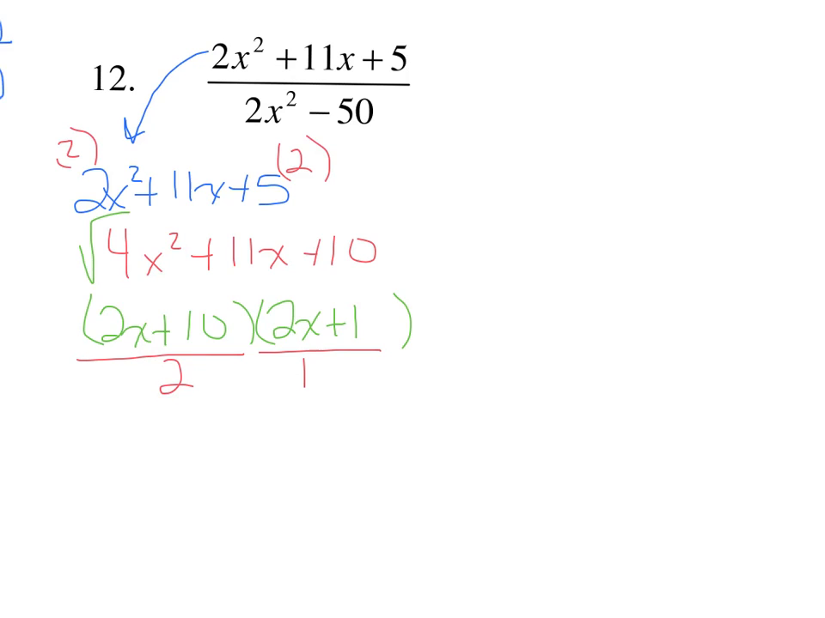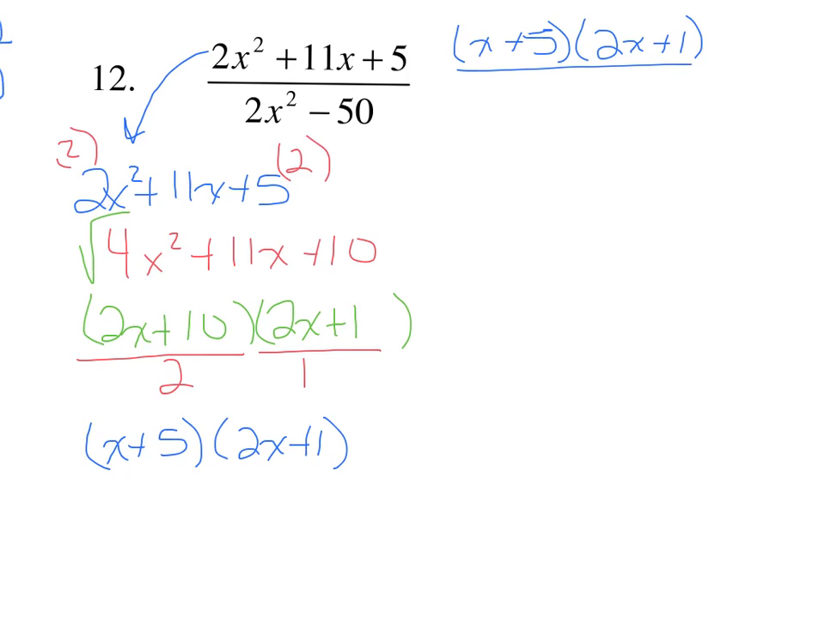So both of these divide by 2. That leaves us with x plus 5 times 2x plus 1. So that's the numerator, x plus 5 times 2x plus 1. The denominator, I'm just going to draw a line here. Let's put the denominator over here, is 2x squared minus 50.